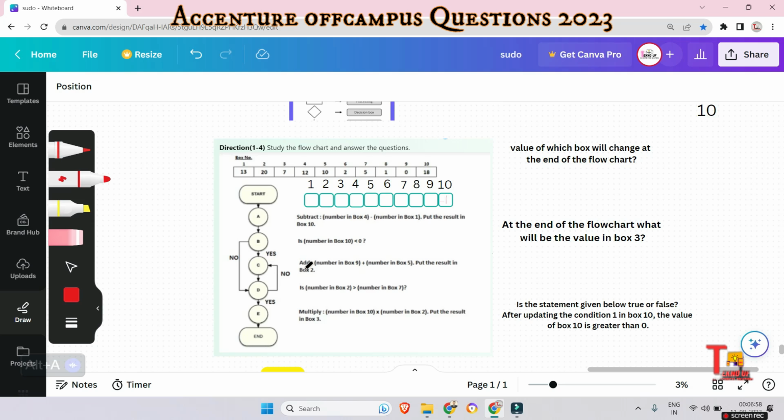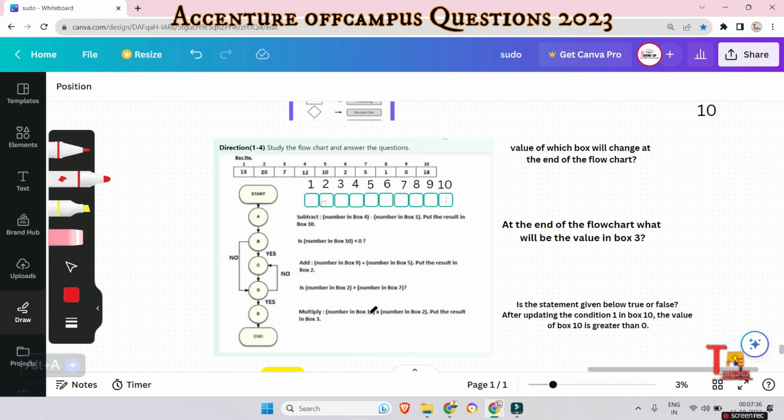The next instruction is add the number in box 9 and the number in box 5, that is 10 plus 0. So that is 10. Put the result in box 2. So we will put the value 10 in box 2, right? And now it will again go to the decision instruction. It will check whether the number in box 2 is greater than the number in box 7. The number in box 2 is now 10 and the number in box 7 is 5. So 10 greater than 5, yes. So it will go this way.